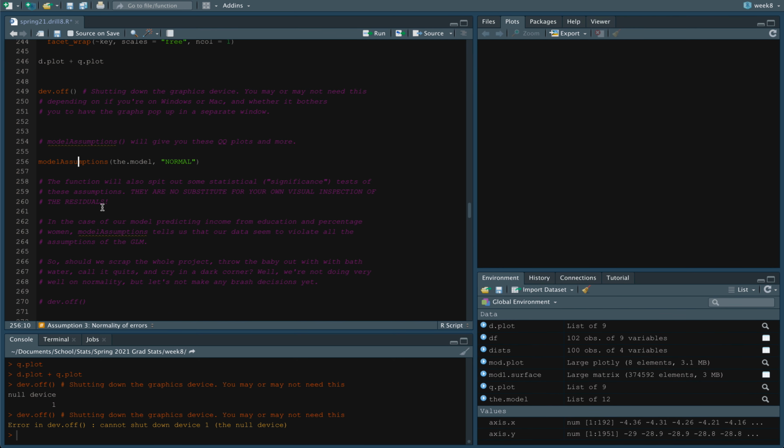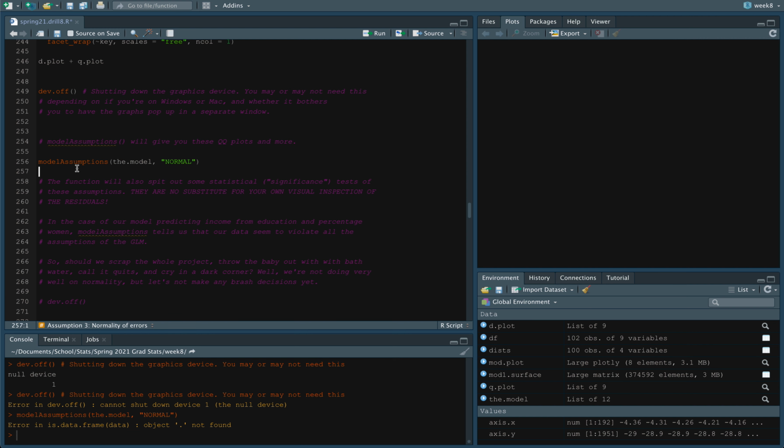Point is, model assumptions will give you these QQ plots and a lot more. Now here I talk about how it will also spit out significance tests, and I finger quote significance here, because again, these tests are not substitutes for visually inspecting your residuals and looking at these plots and determining whether things look problematic. So I'm going to put it on our model, and for model assumptions, I'm going to, and then we'll be looking for normal.